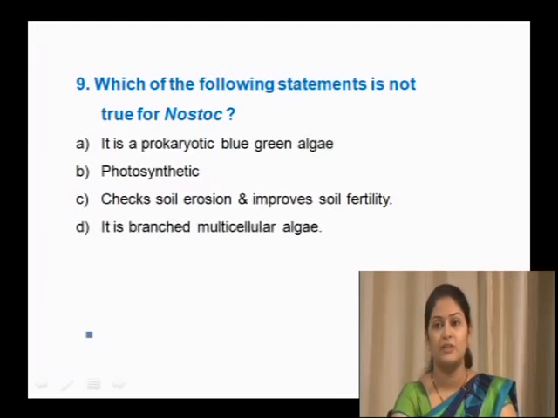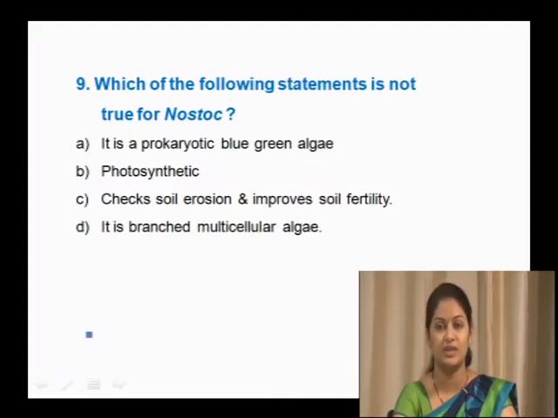Next question. Which of the following statements is not true for nostoc? Nostoc is a prokaryotic blue-green algae. It is photosynthetic. It checks soil erosion and improves the soil fertility. It is branched and multicellular algae. So let us get into the details of nostoc. Nostoc is considered to be a filamentous algae having a mucilaginous sheath or mucilaginous covering. And the first option is very true because nostoc belongs to cyanobacteria of kingdom Monera.